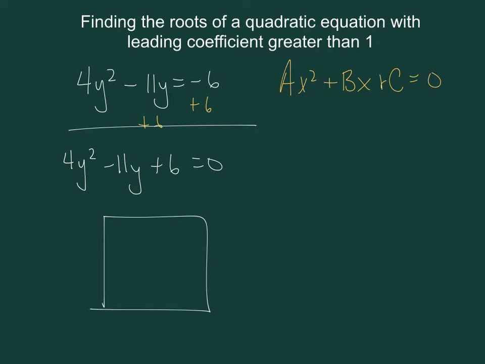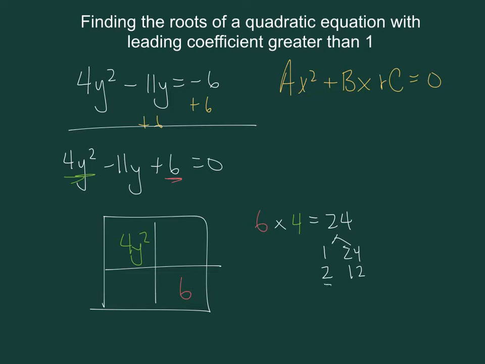We're going to create the box. Going to get some different colors going here. Red, bottom right, green, upper left. 6 times 4. So we're going to go 6 times 4 equals 24, and we're going to come up with all the factors of 24. So 1 and 24, 2 and 12, 3 and 8, 4 and 6.